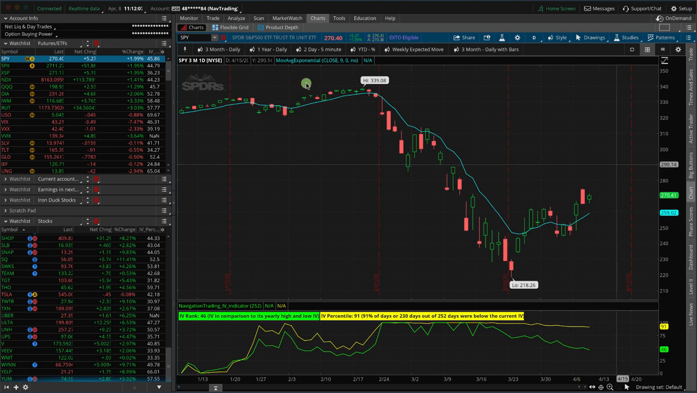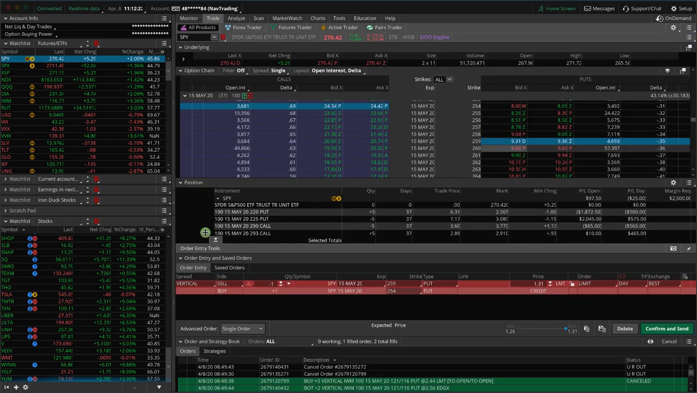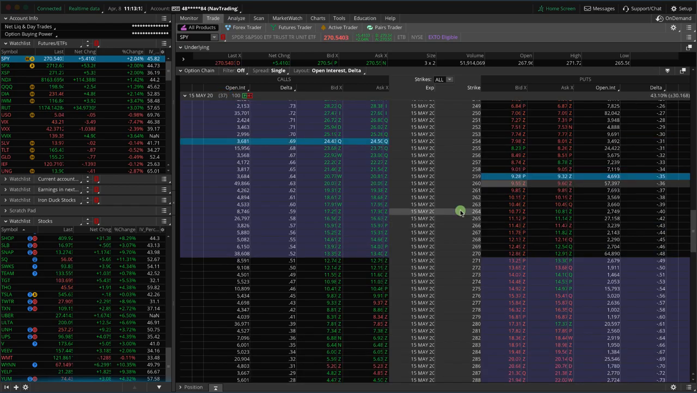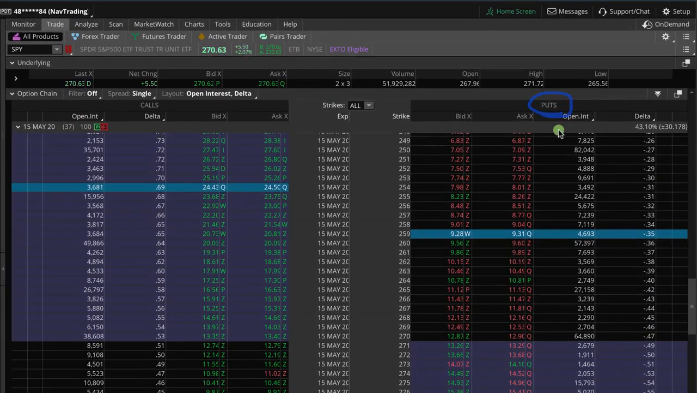In this example, we'll use the S&P 500 ticker SPY. If you go to the trade tab in Thinkorswim, this will populate the options chain. In this example, I am looking at a 37 days to expiration cycle. Let's start on the put side and discuss the short put vertical.